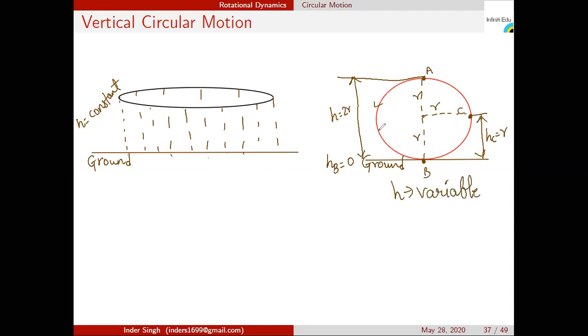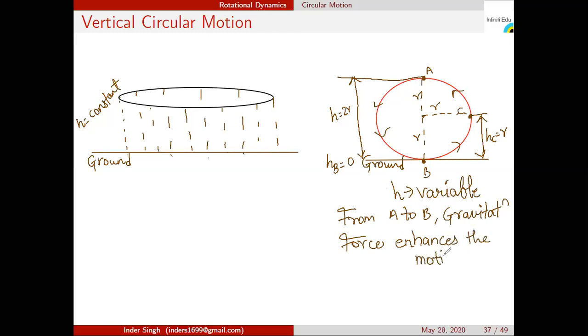Also, consider the acceleration due to gravity. On one part, from A to B, gravitational force enhances the motion, that means it helps the body to move in the circular path from A to B. But from B to C, then C to A, gravity opposes the motion.